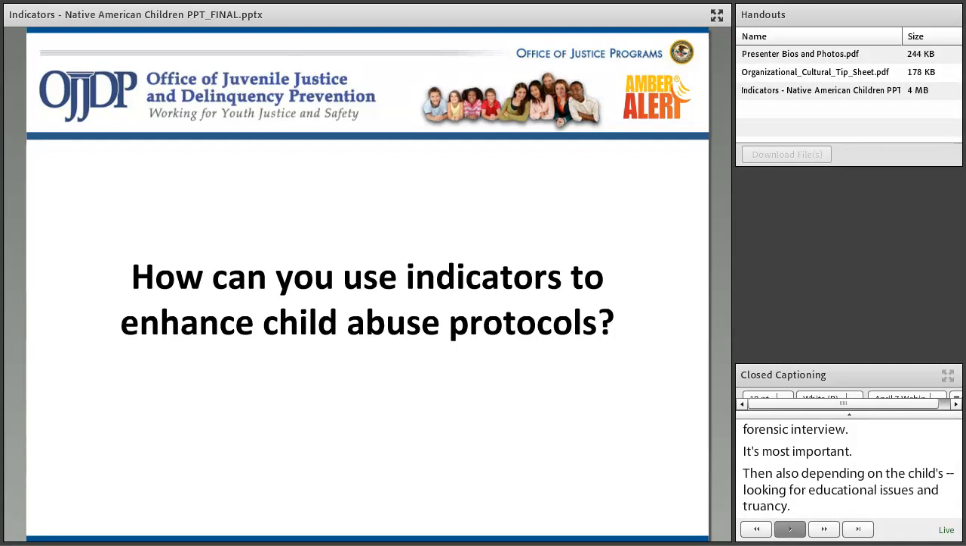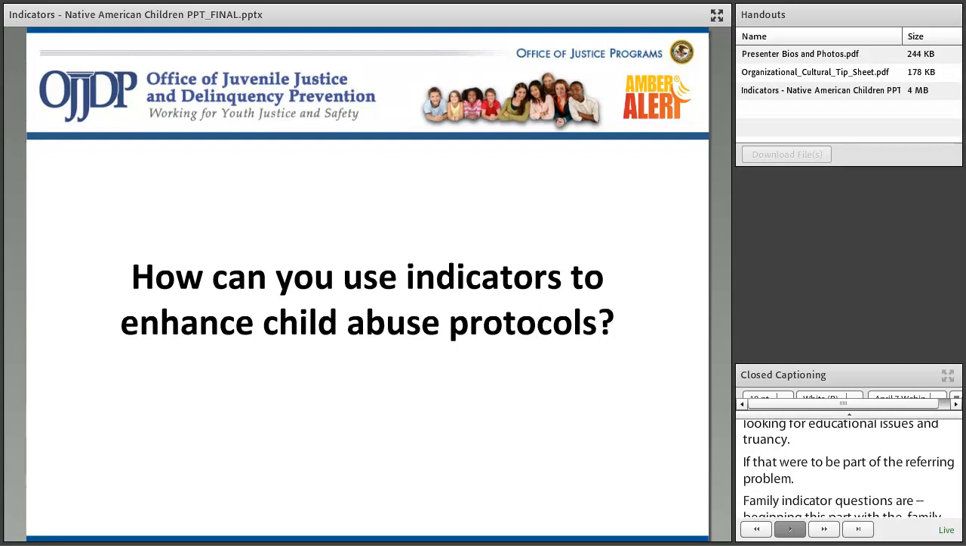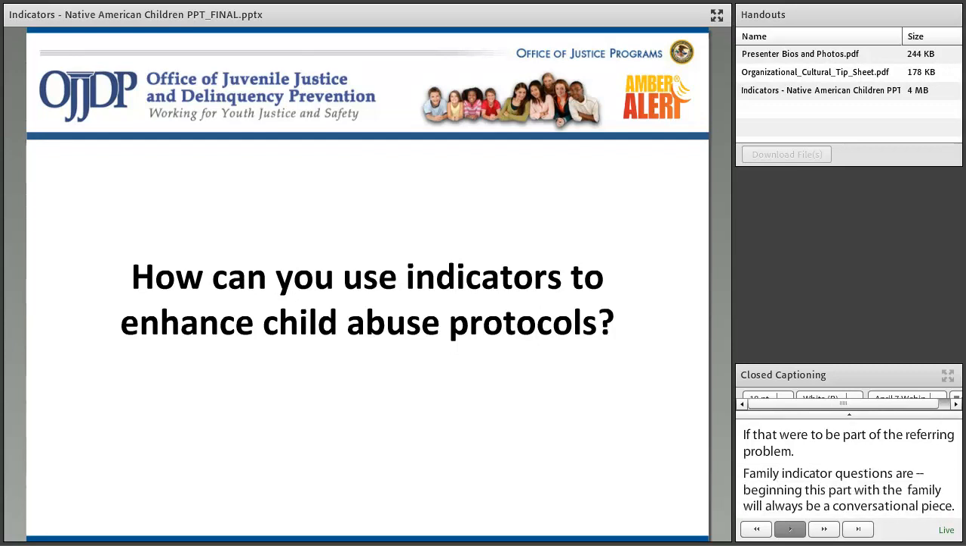Family indicator questions or examples could be conversation. Beginning this part with the family is always going to be a conversational piece. It's never going to be direct questions, or it hasn't been with me as a home assessor or a guardian ad litem. But I need to understand, using my family indicators, the history or the understanding of violence and how they describe violence to me. I ask families, you know, can you tell me a little bit about how you understand violence in the community, or what would you deem a volatile issue, an issue involving violence?